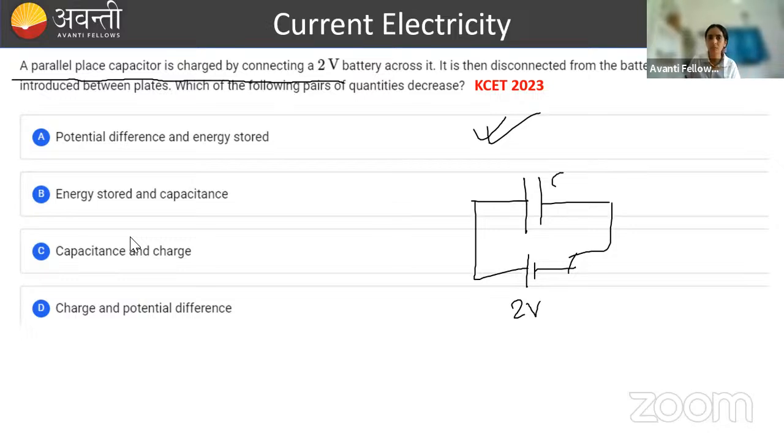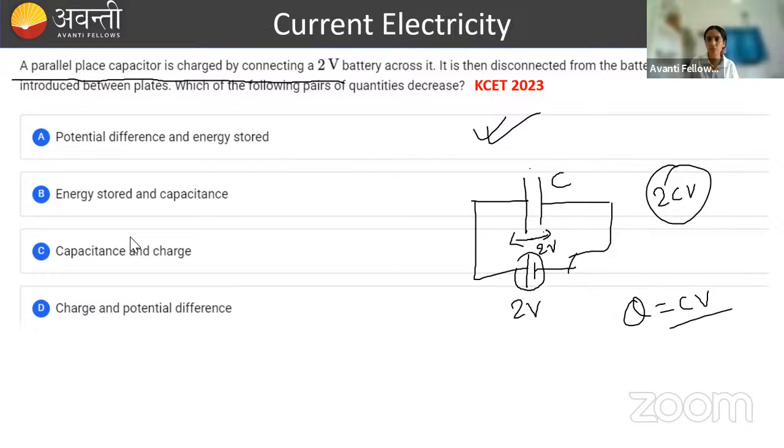ठीक है? So if it has capacitance C, how much voltage will drop across this capacitor? All the voltage of the battery, because there is no other electrical instrument upon which voltage can drop. So here 2 volts will drop. So how much charge will this capacitor have? 2CV, क्योंकि Q इक्वल टू क्या होता है? CV. So C into 2 volts, इतना रहा इस पे चार्ज.